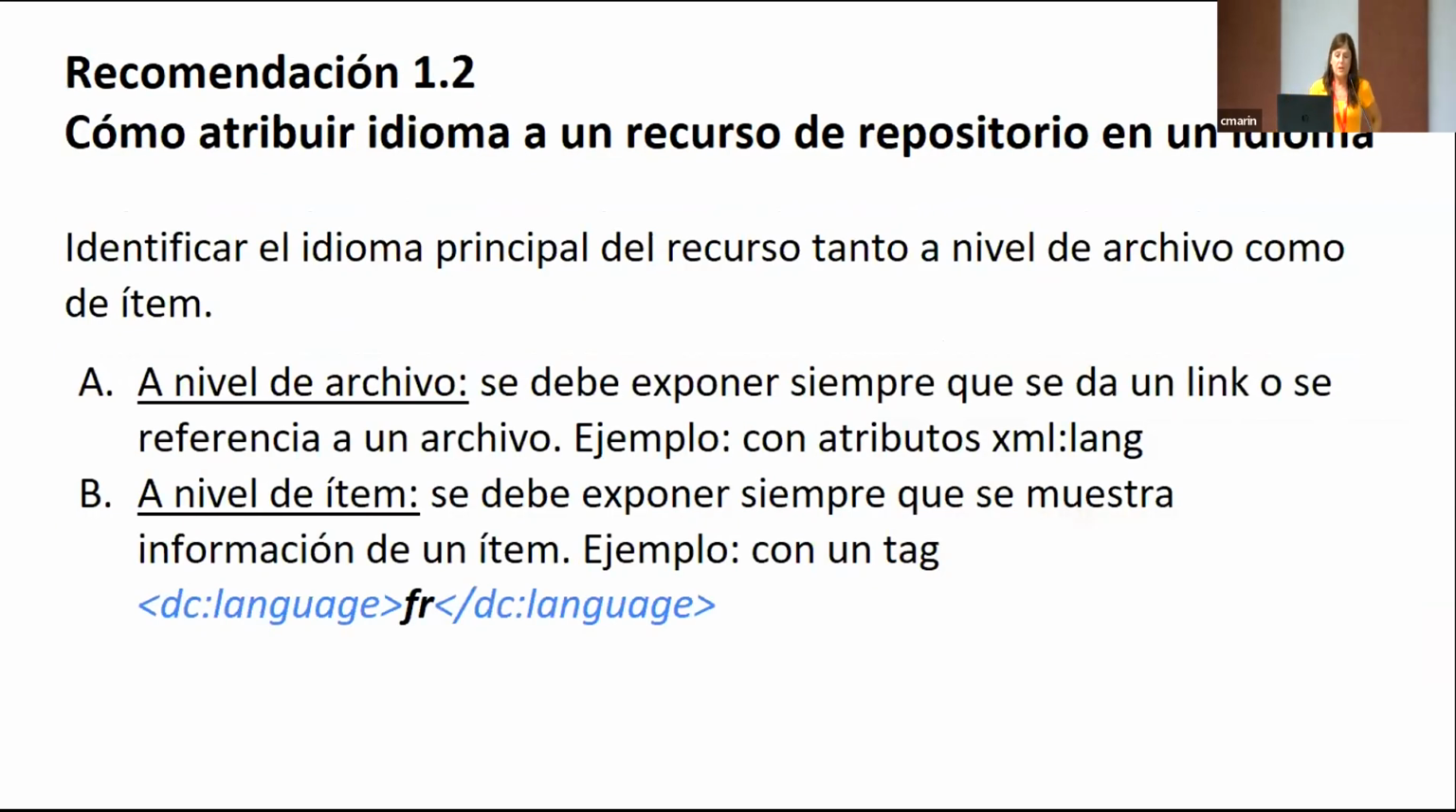Bueno, entonces, lo importante es saber cómo atribuirle el idioma a un recurso en el repositorio. Primero tenemos que identificar, como ya se mencionó, el idioma principal. Y a nivel del archivo, exponer, cuando se da el enlace, la referencia a ese archivo, un atributo XML lang. Y a nivel del ítem, se debe exponer siempre que se da información sobre el ítem con un tag, que es, como lo vimos precedentemente, un DC Language.